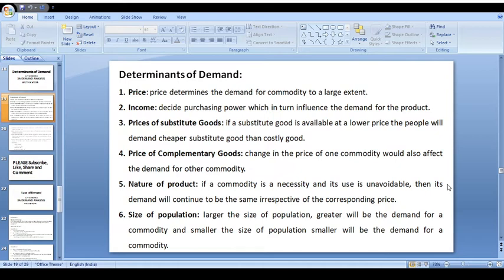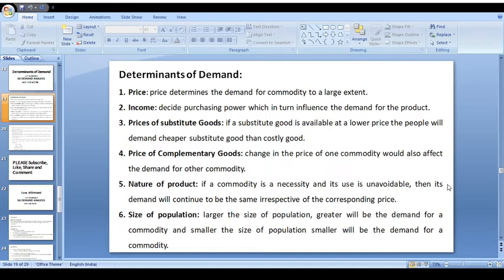Next, nature of product. If a commodity is a necessity and its use is unavoidable, then its demand will continue to be the same irrespective of the corresponding price. For example, medicine to control blood pressure. For example, salt.